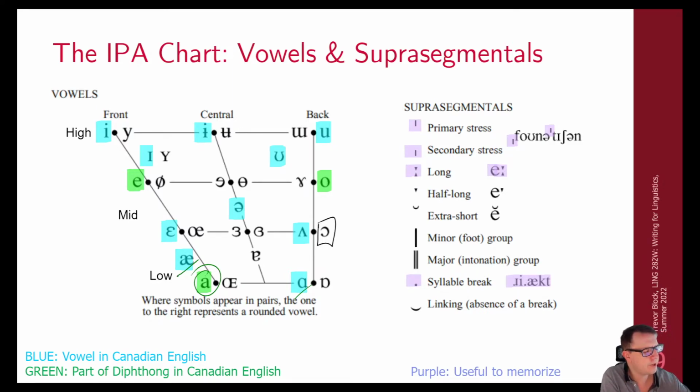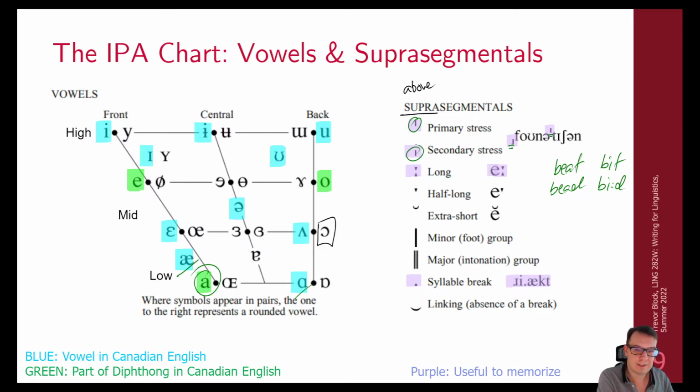As far as suprasegmentals, so things above the segment layer, above the sound layer, we have some notation that's helpful to memorize because you'll see it in a lot of courses. So things like primary stress and secondary stress shown in the word phonetician. So t gets primary stress, pho gets secondary stress. We have a length vowel. So in a word like beat versus bead, there's a slight difference in the vowel itself.